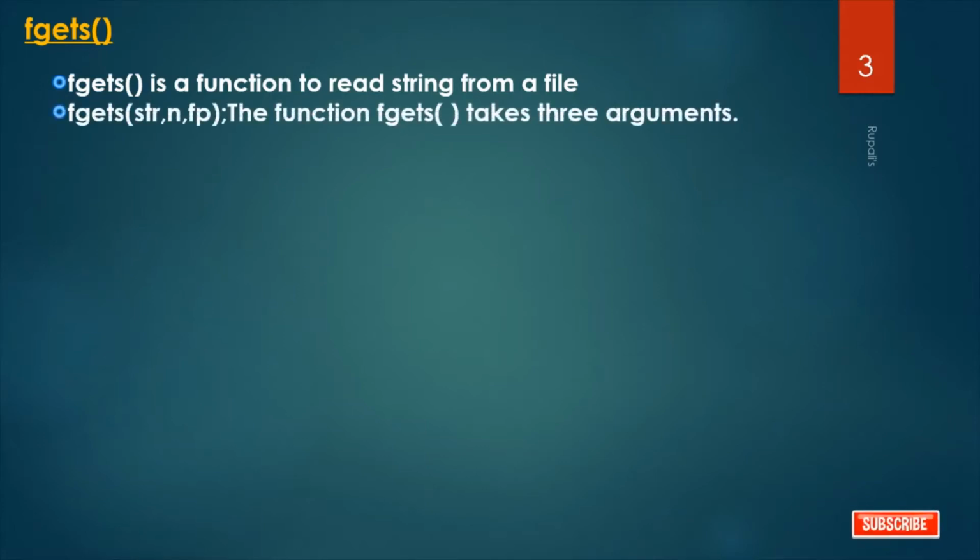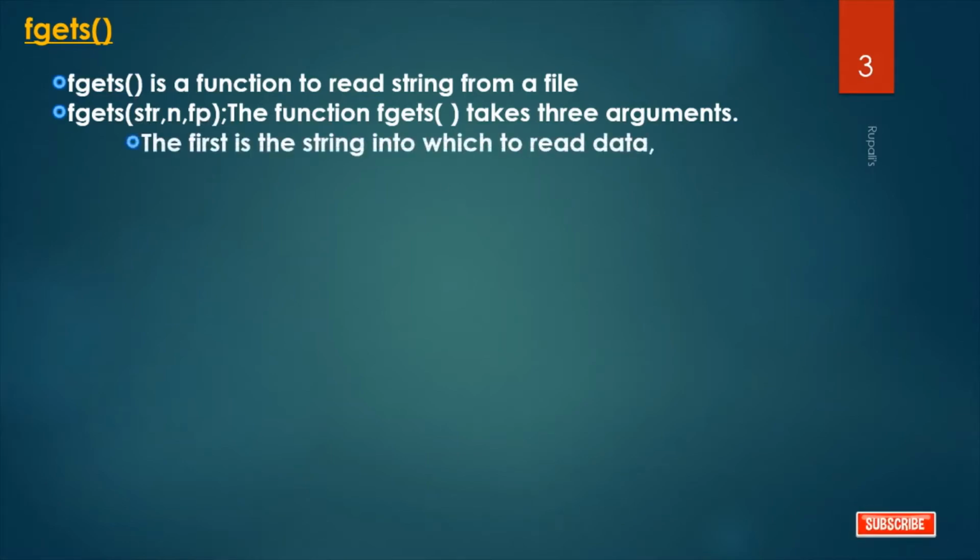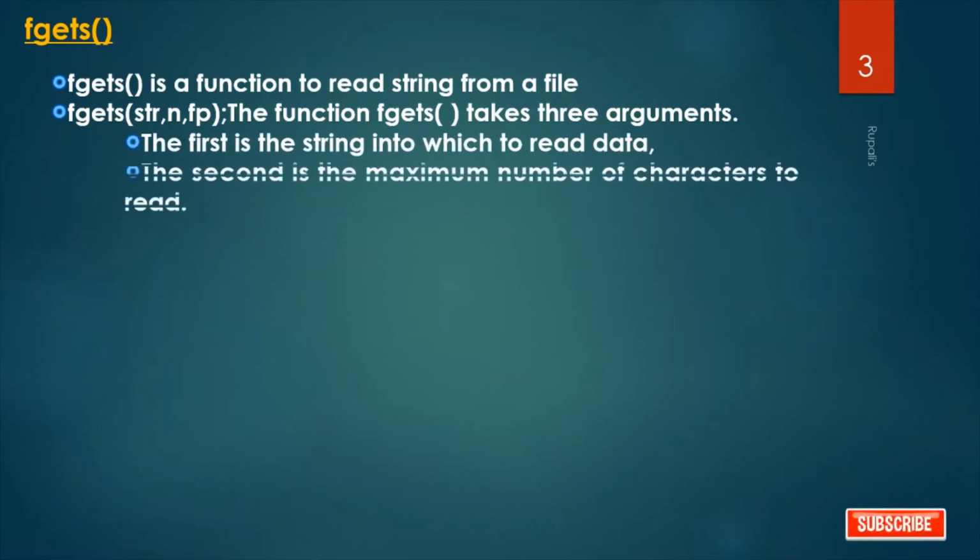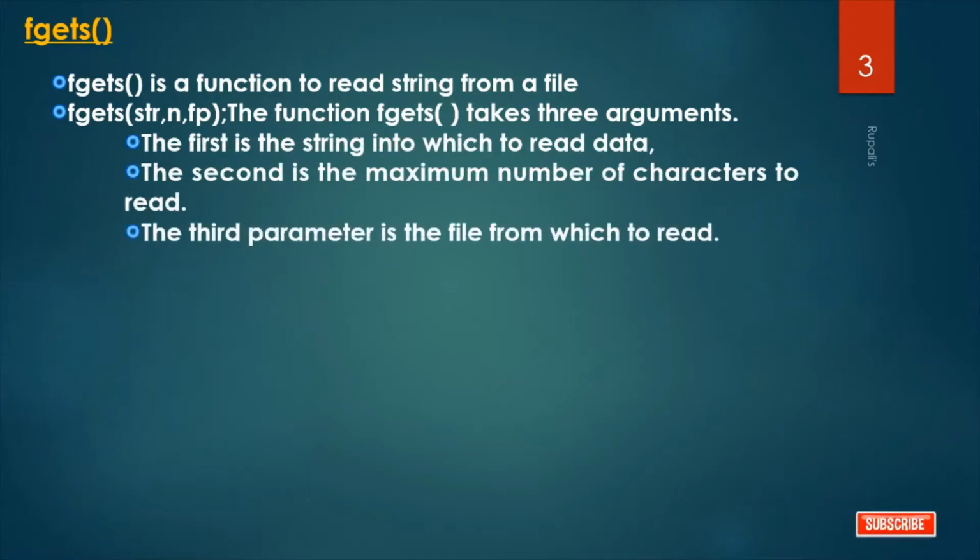The syntax is fgets(str, n, fp). The function fgets takes 3 arguments. See here: str, n and fp. The first is the string into which to read data. Second is the maximum number of characters to read. And third is the file from which to read.